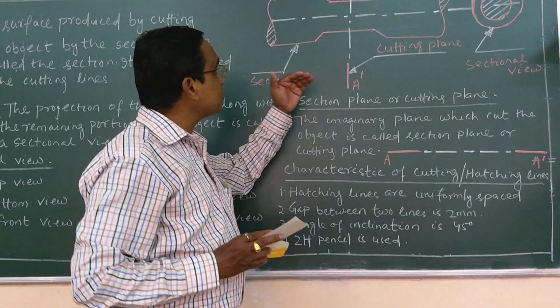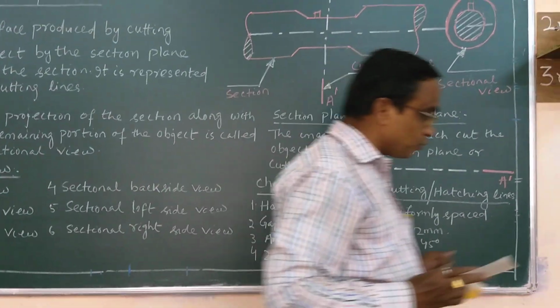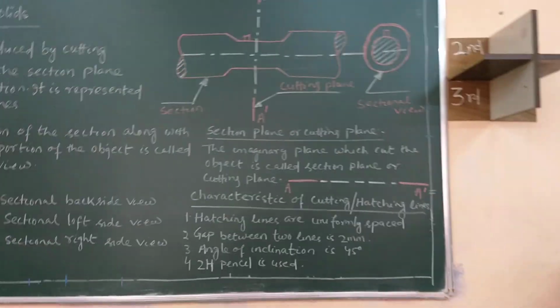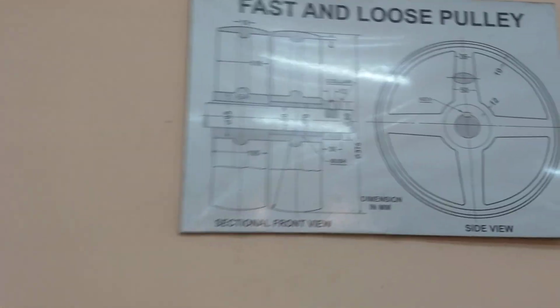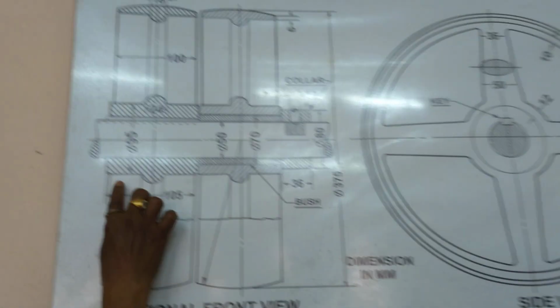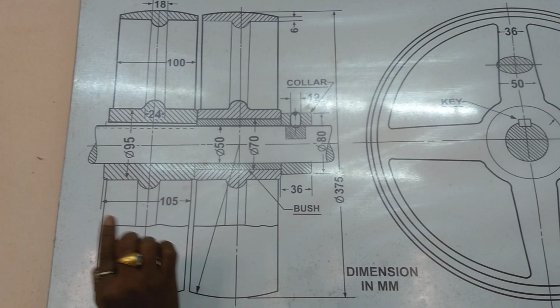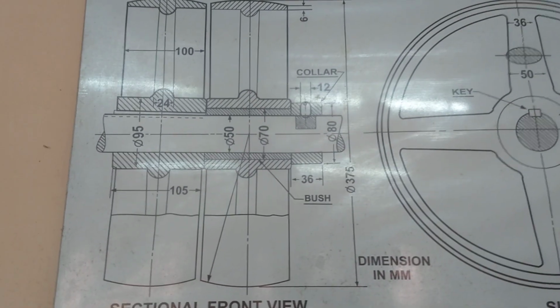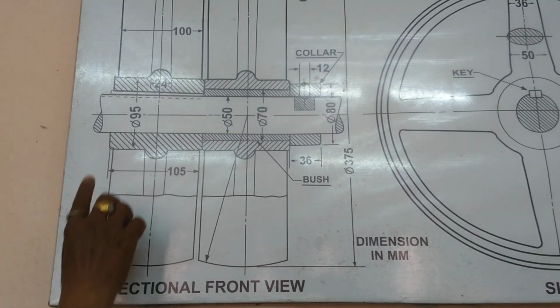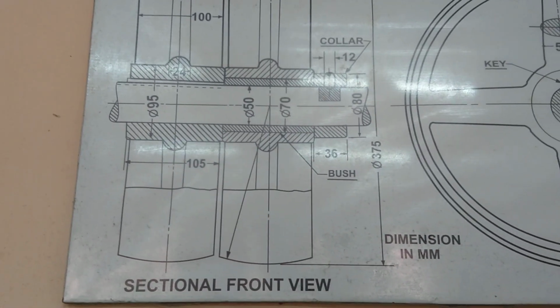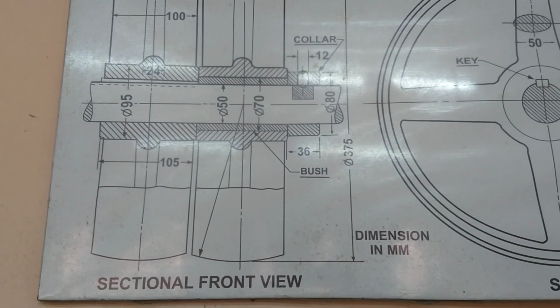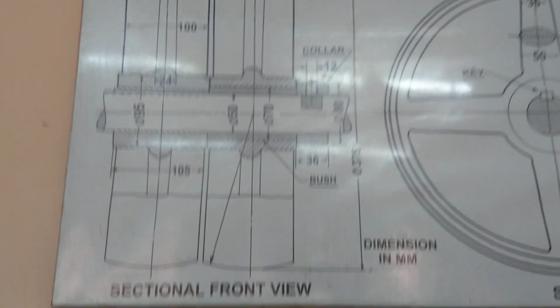So these are the characteristics of hatching lines, just to mark the hatching lines. Hatching lines means angle of inclination is 45 degree. The lines are uniformly spaced. Then 2H pencil is used and gap between two lines is 2 mm. Where the cutting lines are used, then you use the word section.